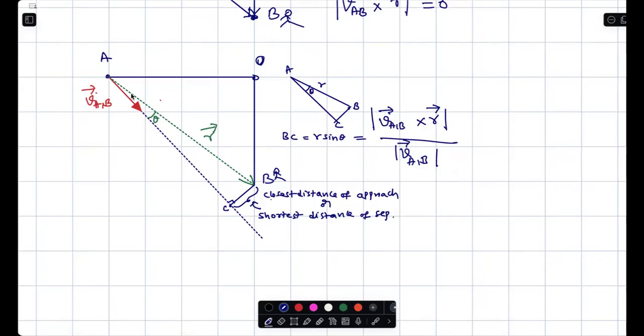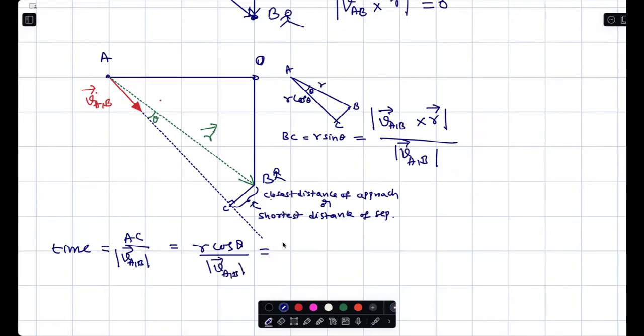Not only that, you see in this is R cos theta. And your velocity along AC is V relative. So time taken also you can calculate. Time taken to reach that is nothing but AC by VAB relative velocity magnitude. AC is nothing but R cos theta by magnitude of VAB.